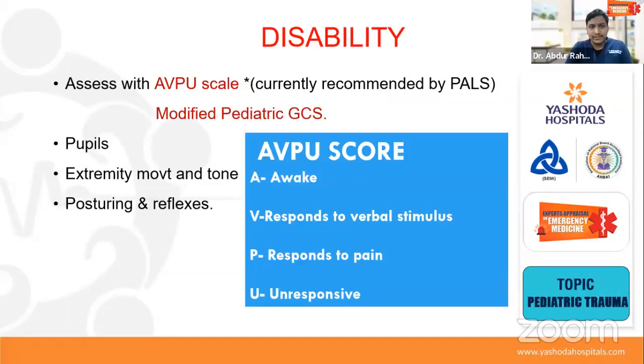Coming to disability assessment, you can assess with the AVPU scale, which is currently recommended by PALS. Also, you can assess with the modified pediatric Glasgow Coma Score. In the AVPU score, we should assess whether the child is awake, responding to verbal stimulus, responding to pain, or unresponsive. And you should check the pupils, check for pupillary asymmetry, and check for extremity movement and tone, and check for posturing and reflexes.